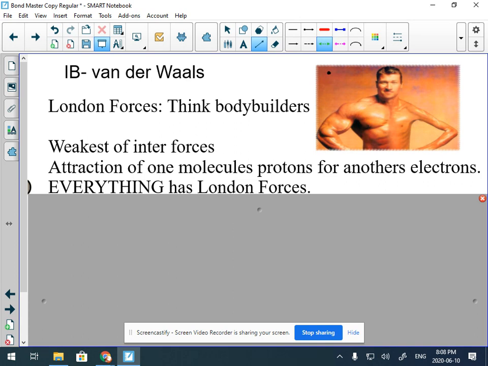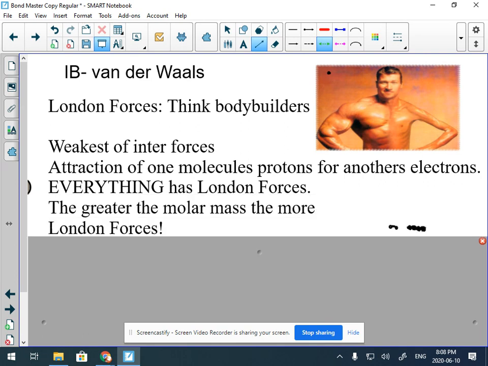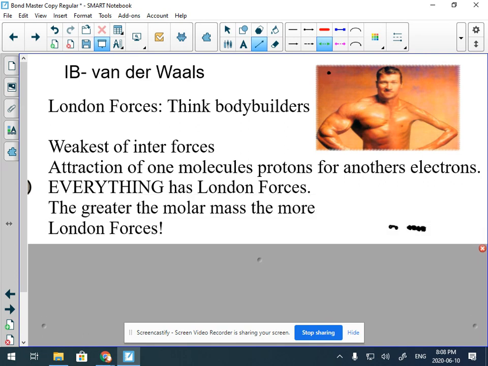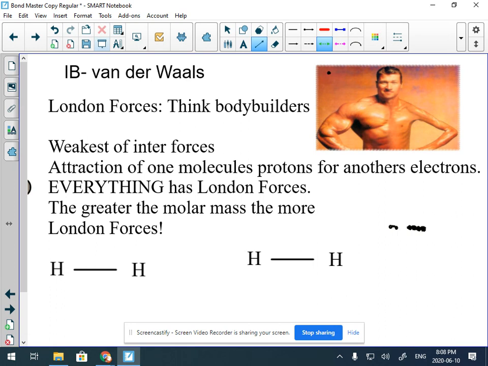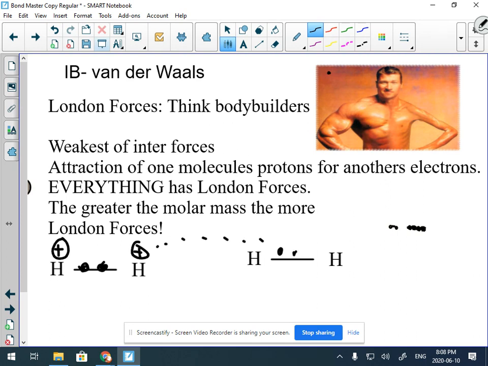And everything has London forces. You, me, trees, slugs, bugs. Everything has London forces. And they scale with molar mass. The more protons you have, the heavier you are, and the more your protons are slightly attracted to other molecules' electrons. So the example is that even though hydrogen has an attraction to the shared electrons over here, this might be a little bit attracted to the electron over there. And this goes way up.